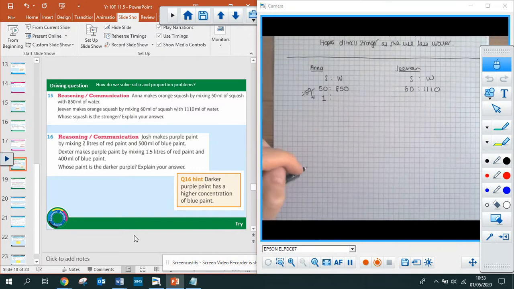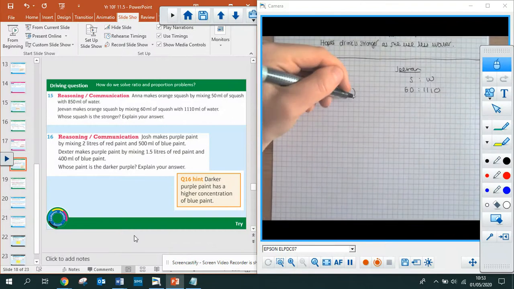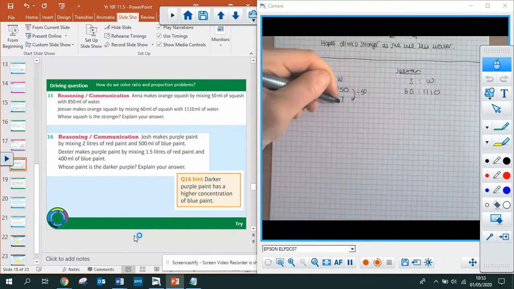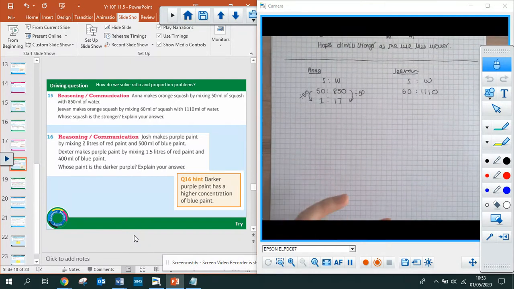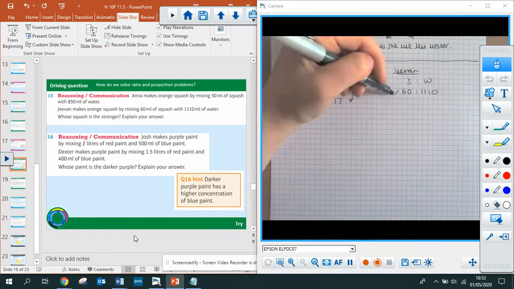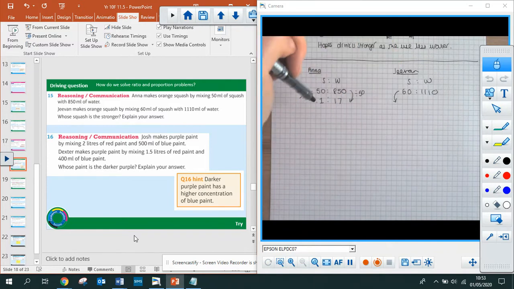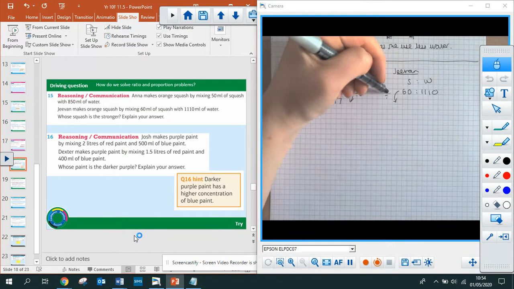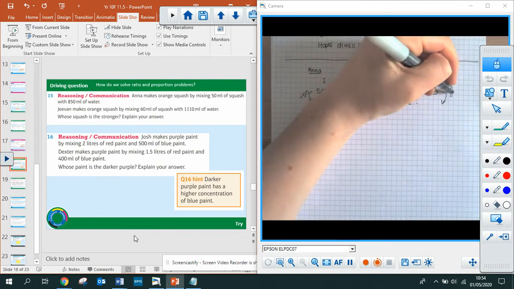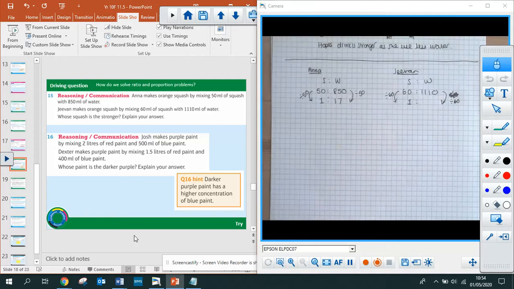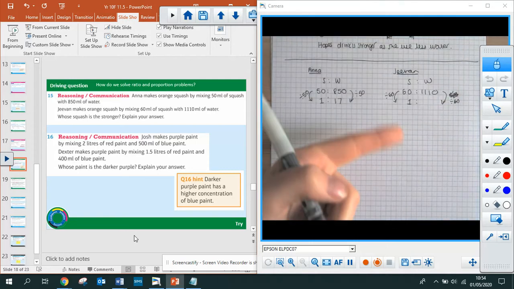And then I do 850 divided by 50 in order to find out my ratio of water, and 850 divided by 50 is 17. Okay, so that's my unit ratio for Anna. I need to do the same for Jeevan, okay? So the squash has to be the same thing that's been simplified to 1. So I'm going to get the squash to 1 by dividing by 60. I have to do the same thing to my water here. Oh, I've put the wrong number there though. I'm dividing by 60, aren't I? I have to do the same thing there in order to keep my ratio equivalent.